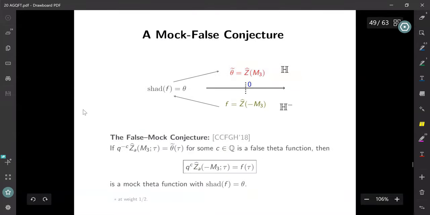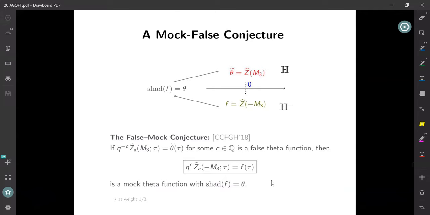So if you're bold, then you're led to the conjecture that says that on the good side, where the adjacency matrix gives you a negative definite space, if on this side your definition gives you the Eichler integral of some modular form, a false theta function, then on the other side, when you flip the orientation, our conjecture says that the q-series invariant should be given by a Mock modular form, such that its shadow is exactly given by theta. Okay.